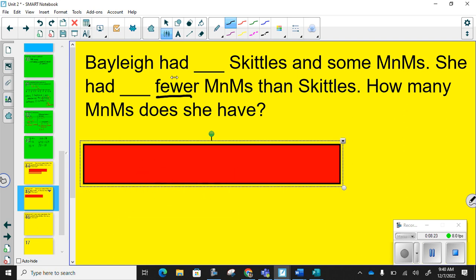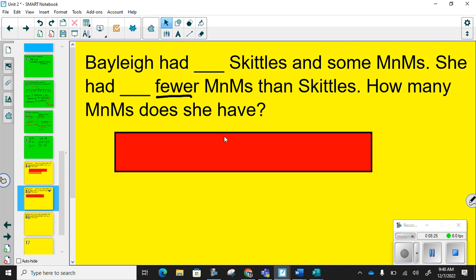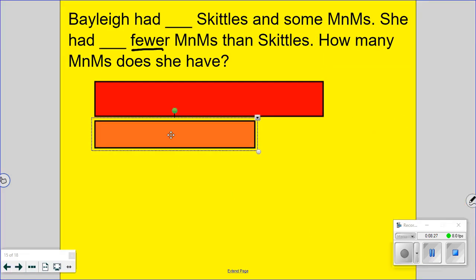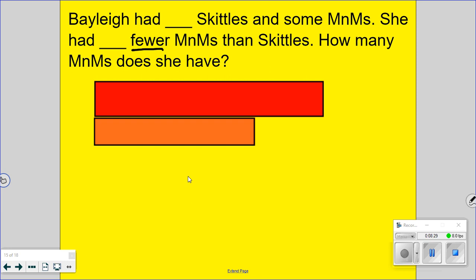Marley, how did you know that the M&M bar was the yellow one? She said in our story, it said that our M&Ms were fewer, and Ava already told us that fewer meant that less. There was less. Which bar is the Skittle bar? Hold it up. How do you know that's the Skittle bar?